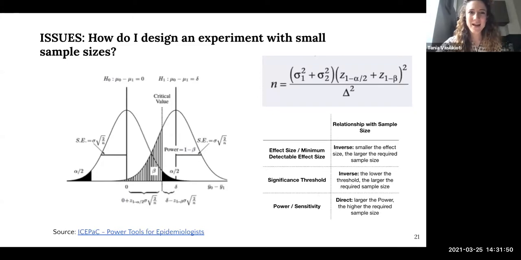Another topic is how do I design experiments with small sample sizes? So here I put a lot of charts and stuff, but maybe I'll just quickly try to explain. To understand how we can design experiments for small sample sizes, we should first understand how sample sizes are determined and what they really mean.